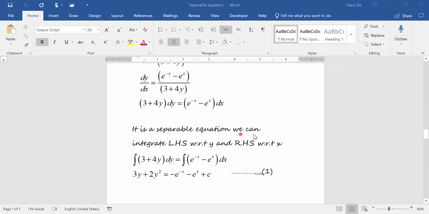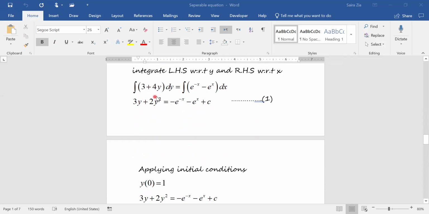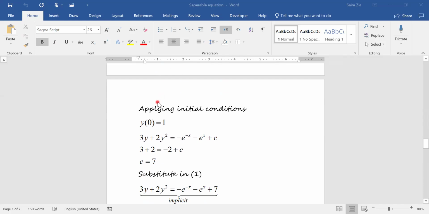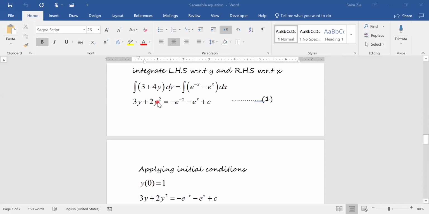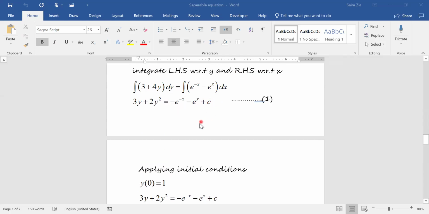This is called the separable equation, and then we integrate with respect to y and x respectively, and we get 3y plus 2y square equals minus e power minus x minus e power x plus c. Now, this is not the explicit function because it has the y square, so we have to remove this. We can do it by the completing square method, or first we apply the initial condition so that we can get the value of c, the constant of integration.